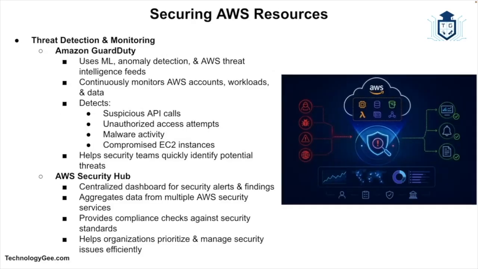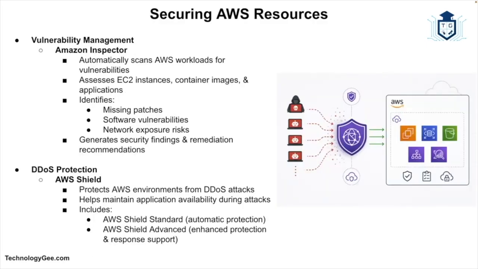All right, so let's go ahead and talk about how AWS helps you actively secure your environment. And there are several key services that you need to know for the exam and for the real world. First is threat detection and monitoring. So within that, we have what is called Amazon GuardDuty, and this detects malicious activity using machine learning and threat intelligence. You also have what is called AWS Security Hub, and this is a central dashboard for security alerts and compliance status. You also have what is called vulnerability management, and within that, you have what is called Amazon Inspector, and this scans EC2 instances and applications for vulnerabilities.